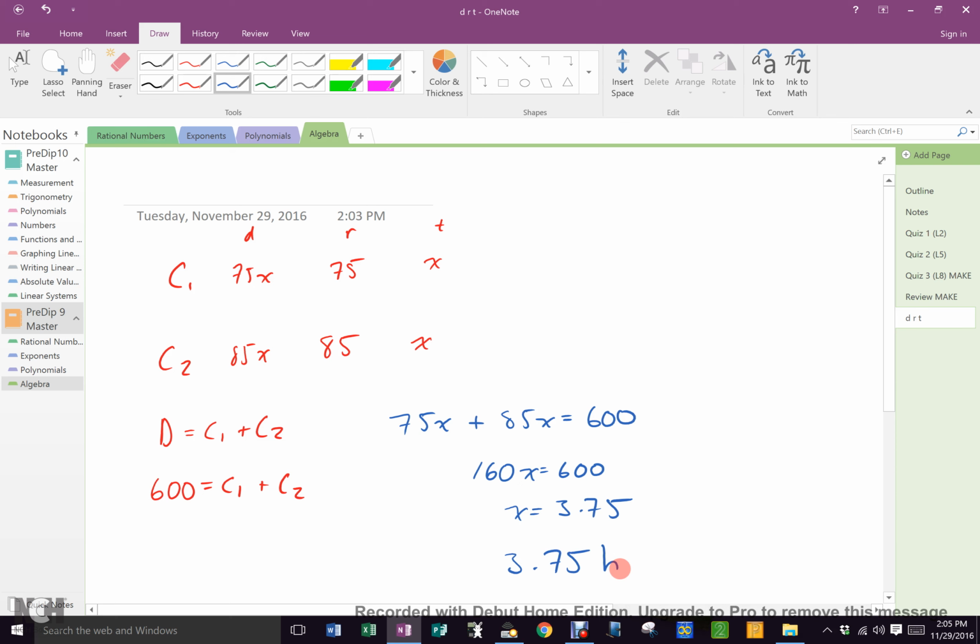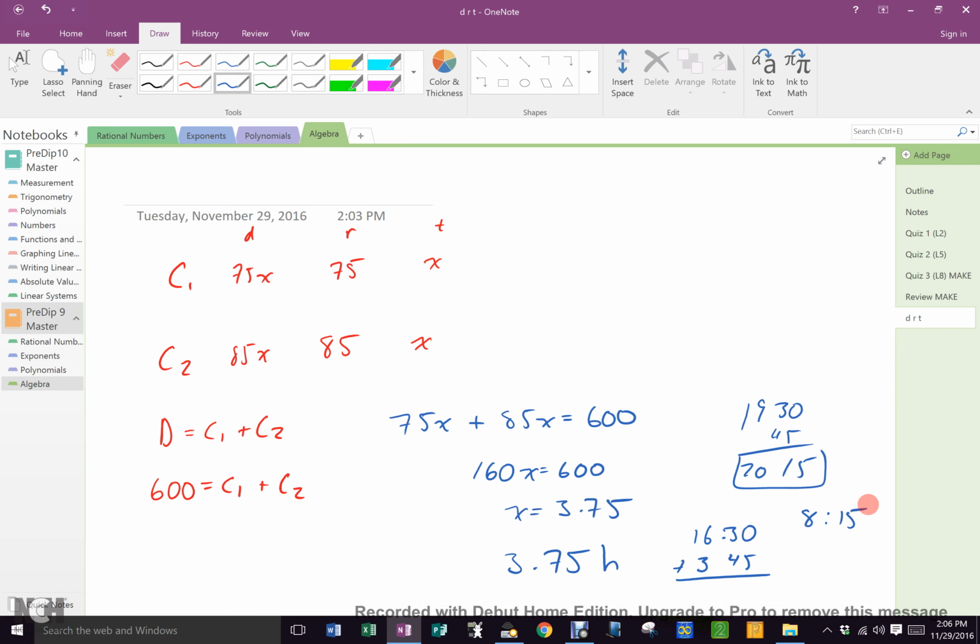Now that's the question. How long until they were that far apart? Now, what time of day is it? It's 16:30 plus 3:45. So 16:30 plus 3 is 19:30 plus 45 is 20:15, which is what time? Subtract 12. 8:15. Any questions?